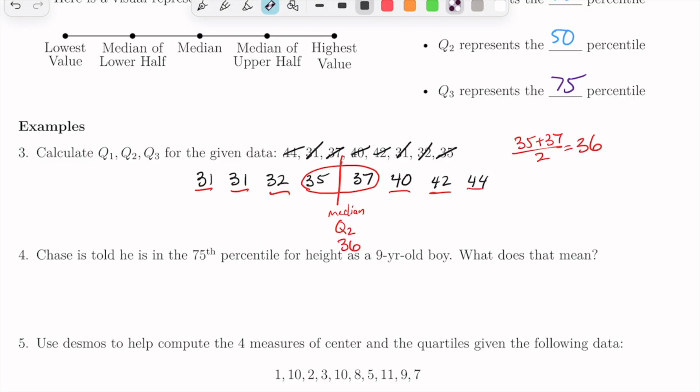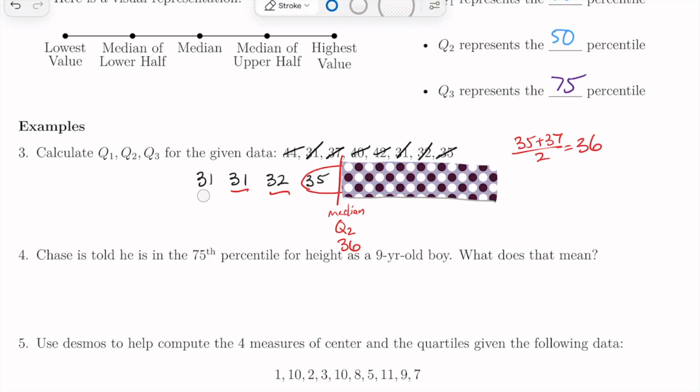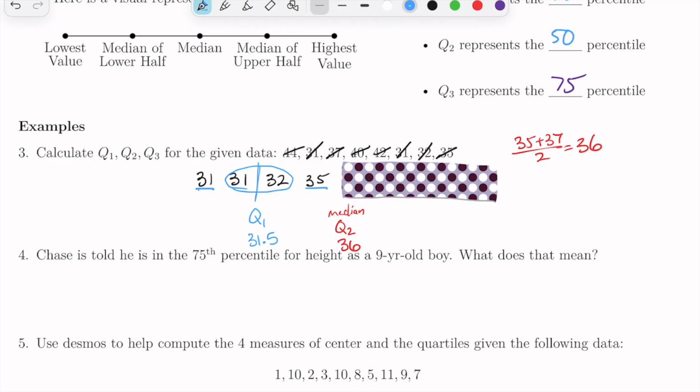Then we're going to look at the lower half of the data. To help us out a little bit, I'm going to cover up the upper half of the data so I don't get confused. It's pretty polka dot. Now, to find the median of the lower half, I would once again pair up 35 and 31, and then we get to 31, 32. The median of that is going to be our Q1, which is 31.5. We get that by doing 31 plus 32 and dividing by 2. I do that because I have an even number of numbers there.